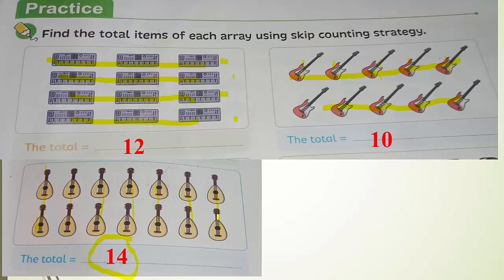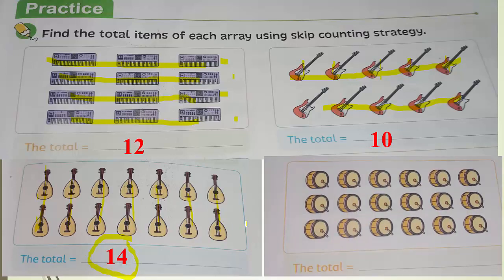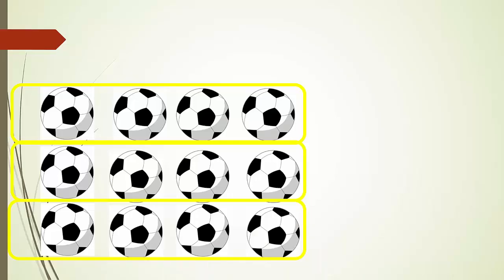Okay, another exercise. Here, my students, let's skip count by 3. Teacher, why here? Here I have in the first column 1, 2, 3. So I'll skip count by 3. 3, 6, 9, 12, 15, 18. Why, teacher? Because in each column I have 3. So the total number will be 18.